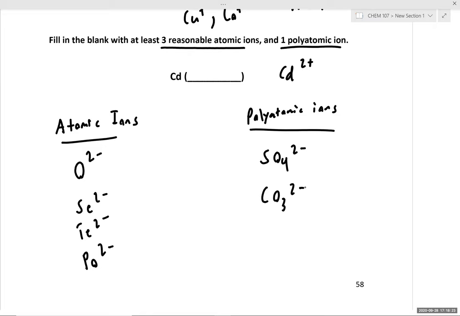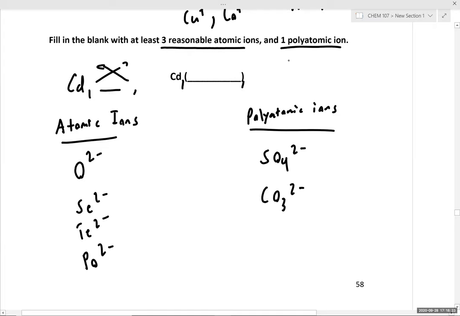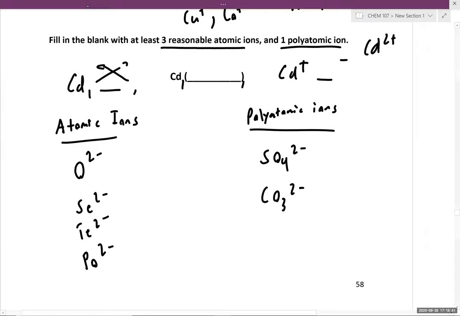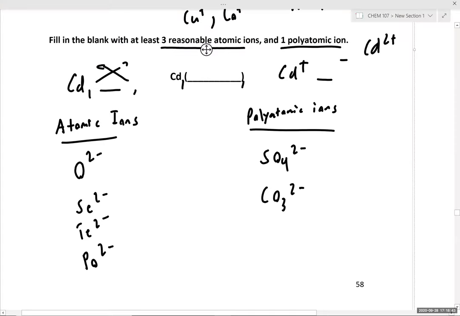Okay, so let's discuss this example and let's really summarize our reasoning. So if we cross our charges, we'd get initially cadmium plus and blank minus. However, we know that cadmium is a fixed charge transition metal, adopts a 2 plus charge. So we'll multiply both of our charges by 2. That gives us cadmium 2 plus and blank 2 minus.